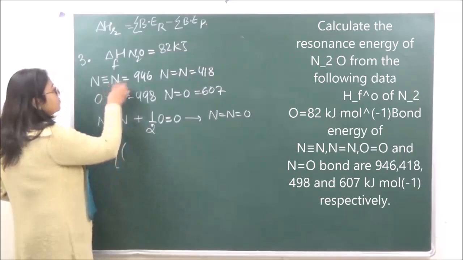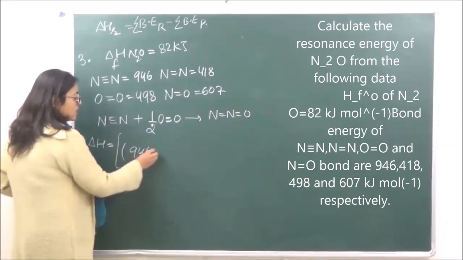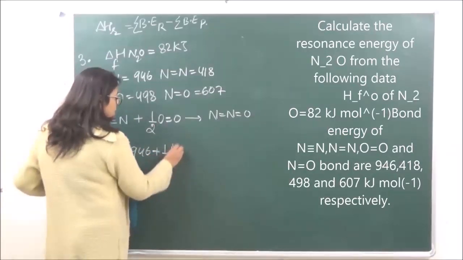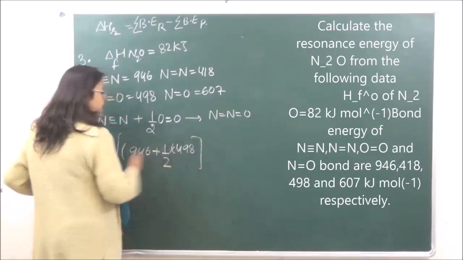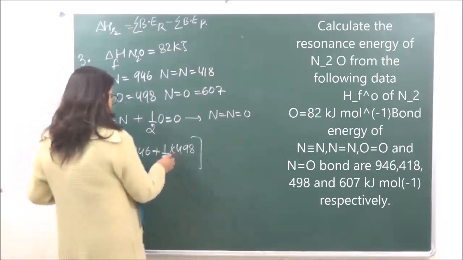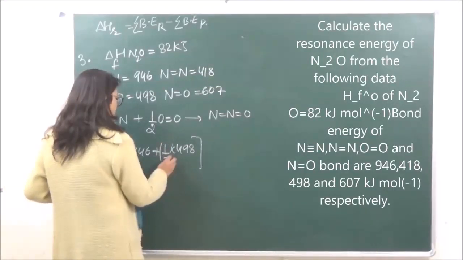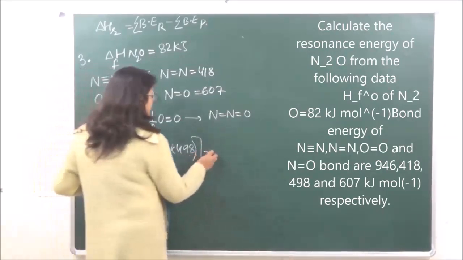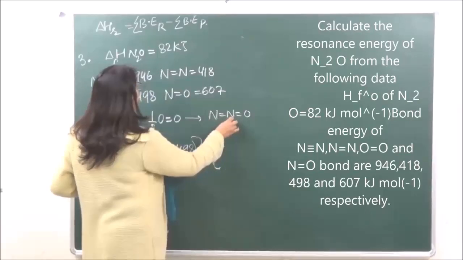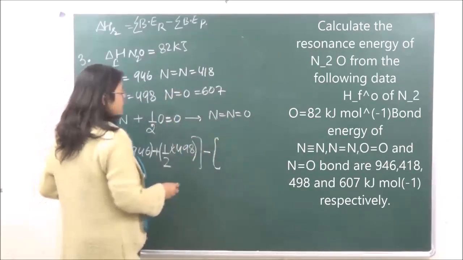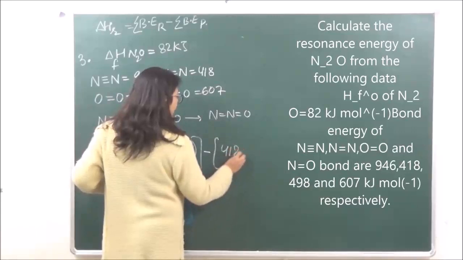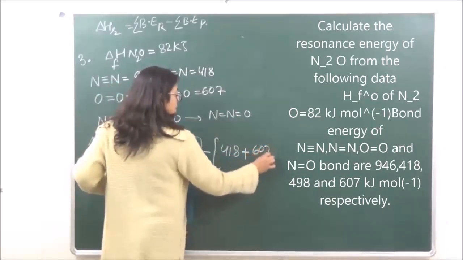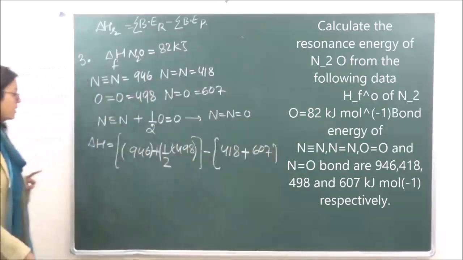For N triple bond N the energy given is 946, plus half of O double bond O, which is given as 498. Okay? This is what we are going to get, minus N double bond N, how much is given? 418. So we have 418 plus N double bond O, how much is given? 607.